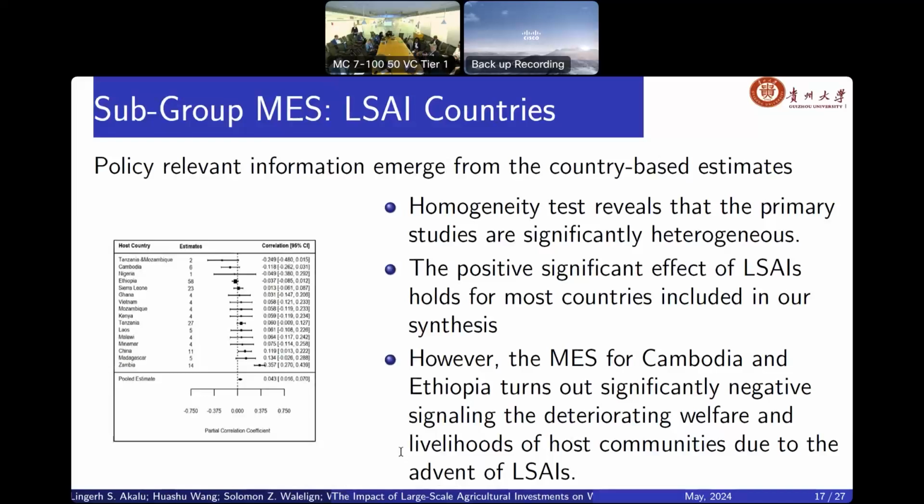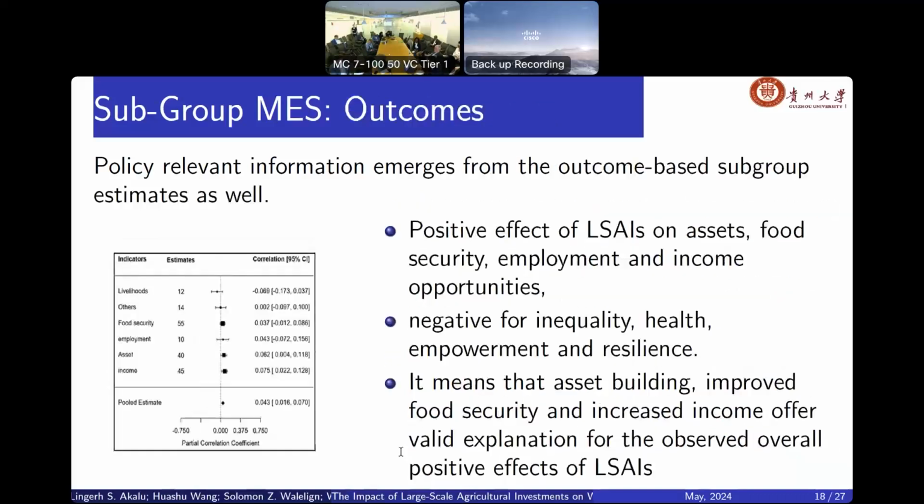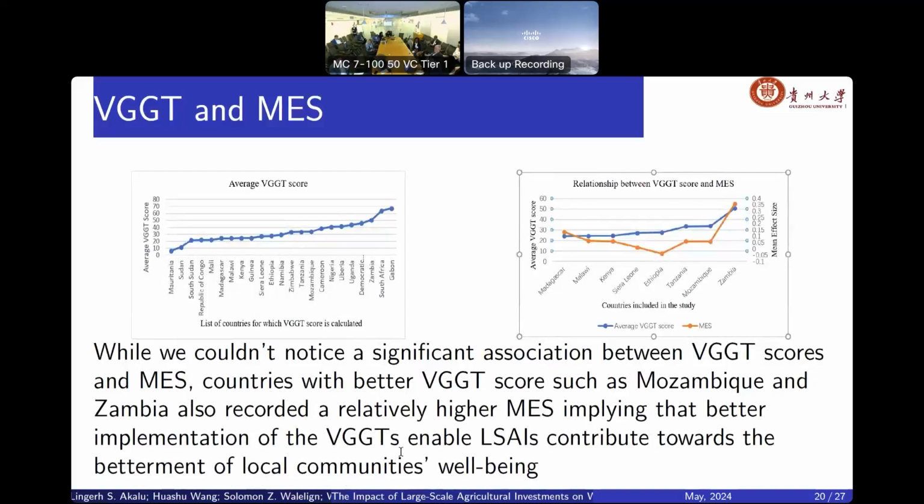Just to explain that, I come here. These are the countries that the primary studies are obtained for. Some countries contribute two estimates, one estimate. Others, for example Ethiopia, contribute 58 estimates, a large number of studies conducted in Ethiopia. I was also thinking about that, and that is why I brought this here, because it becomes very difficult to incorporate a country level indicator with primary study level data.